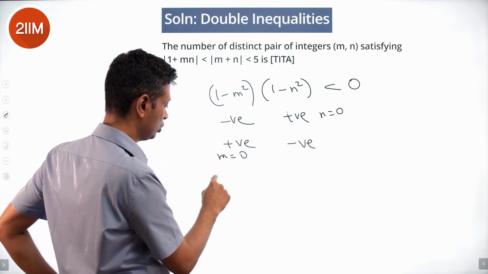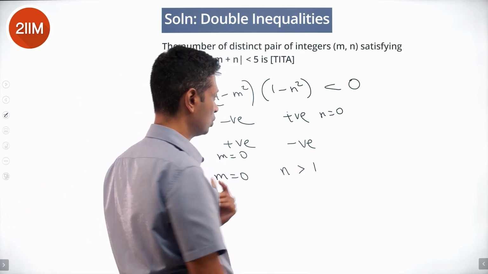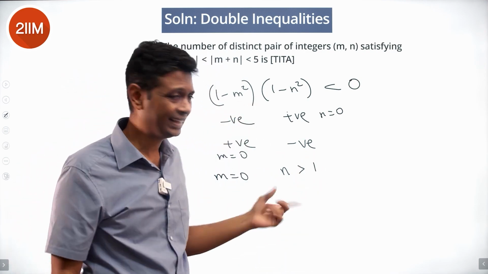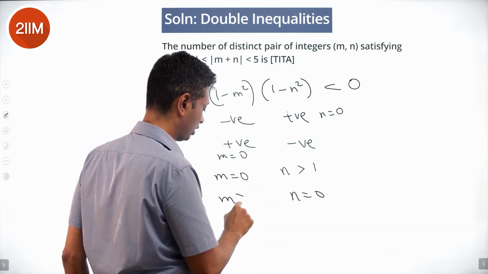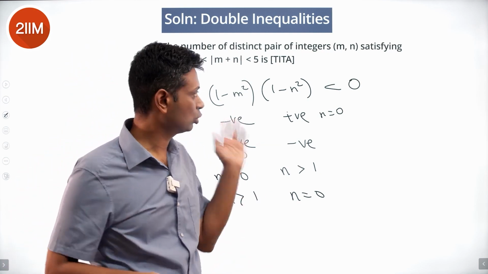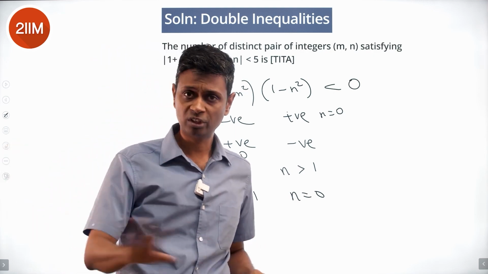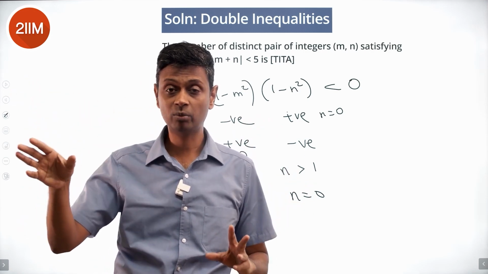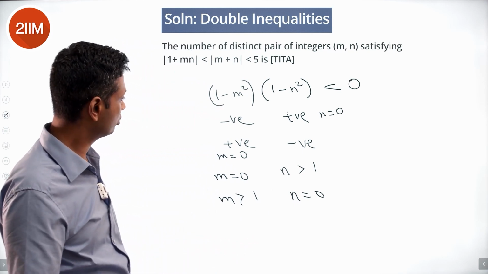So m equal to 0, n greater than 1 works. If m or n were 1, this won't work, it will become 0. If m is 0, n greater than 1 works. Or n equals 0, m greater than 1 works. Nothing else is possible. If m and n are both more than 1, both will become negative, product will become positive. If either of them is 1, product will go to 0. That doesn't work. So one of them should be 0, other one should be greater than 1. So m0, n greater than 1, or n0, m greater than 1. That's a possibility. Now let's come back to this question.